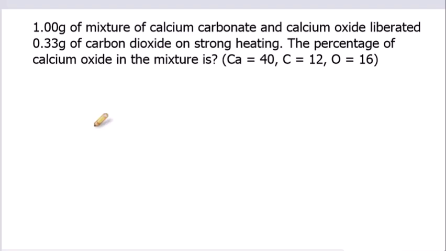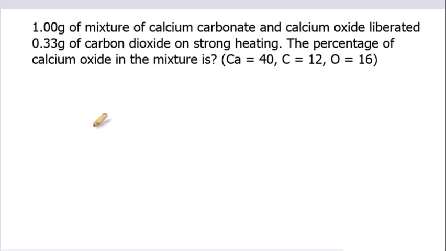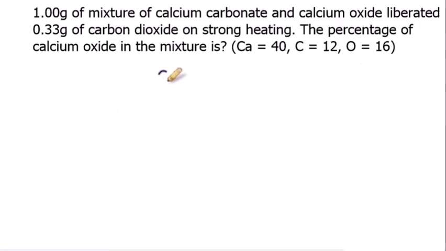1.00 grams of a mixture of calcium carbonate and calcium oxide liberated 0.33 grams of carbon dioxide on heating. The percentage of calcium oxide in the mixture is dash. Atomic mass of calcium is 40, carbon equals 12, and oxygen equals 16. Solution.